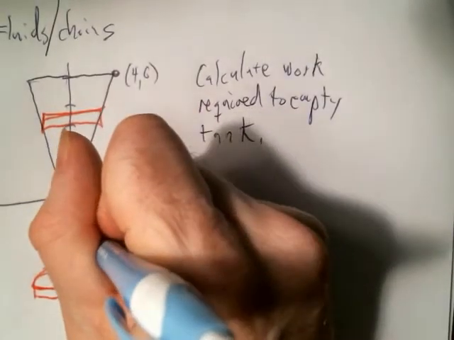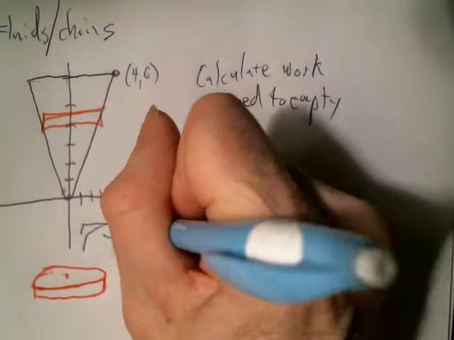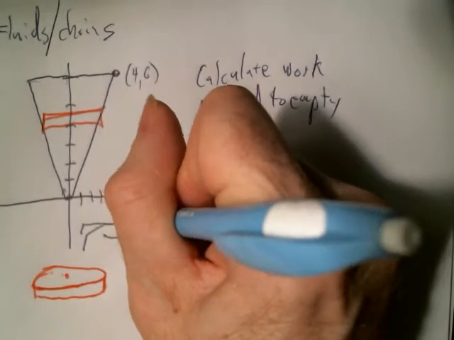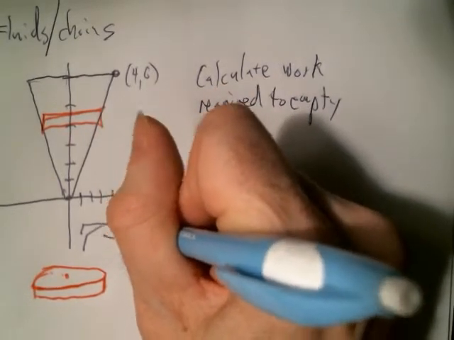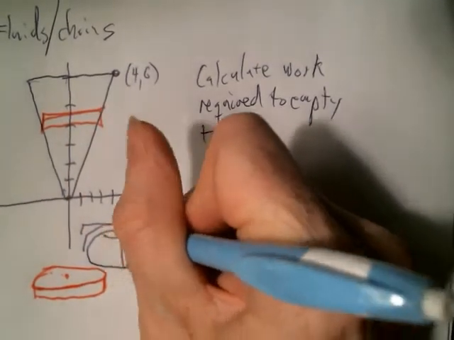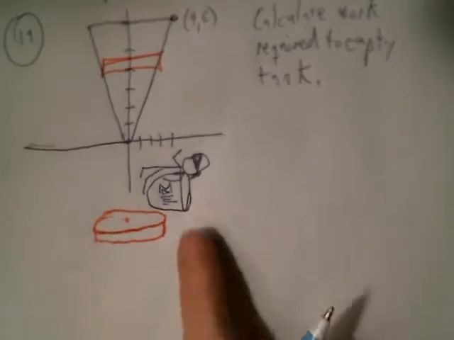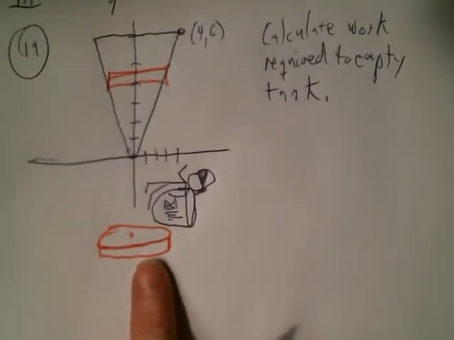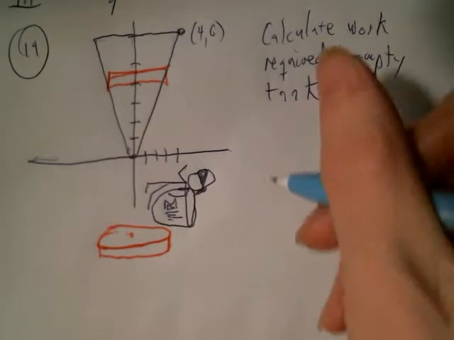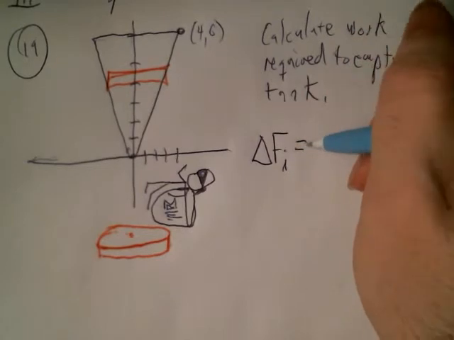So our little criminal guy is going in this direction, and his bag is full of these work increments. So I need to figure out work increments for each one of these discs. So first I need a force increment, so to speak.